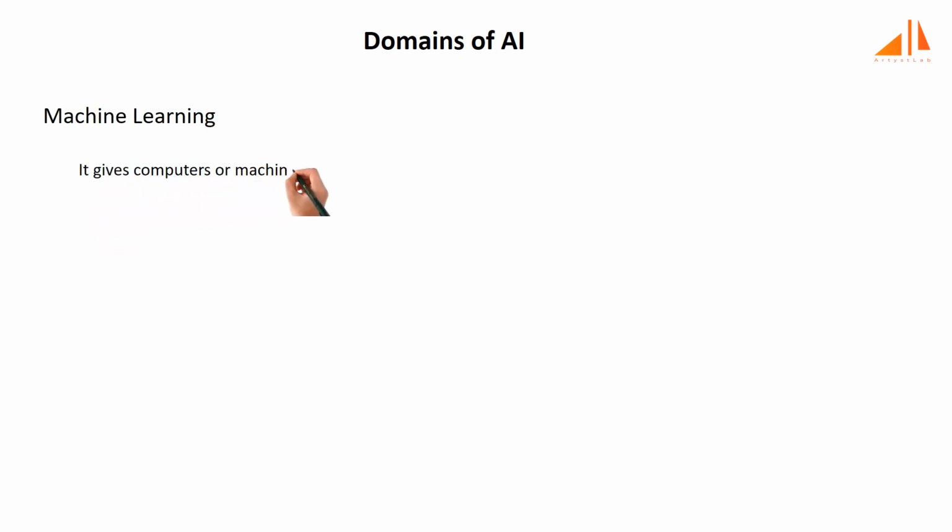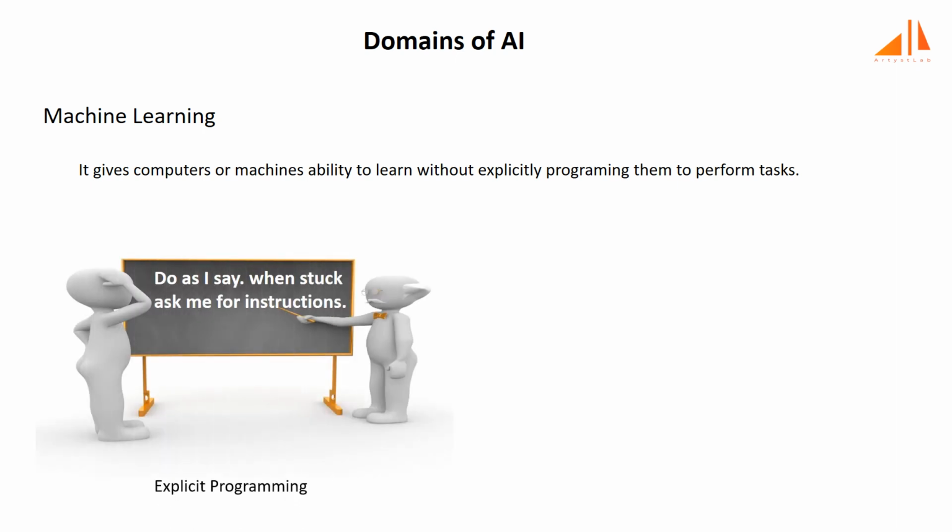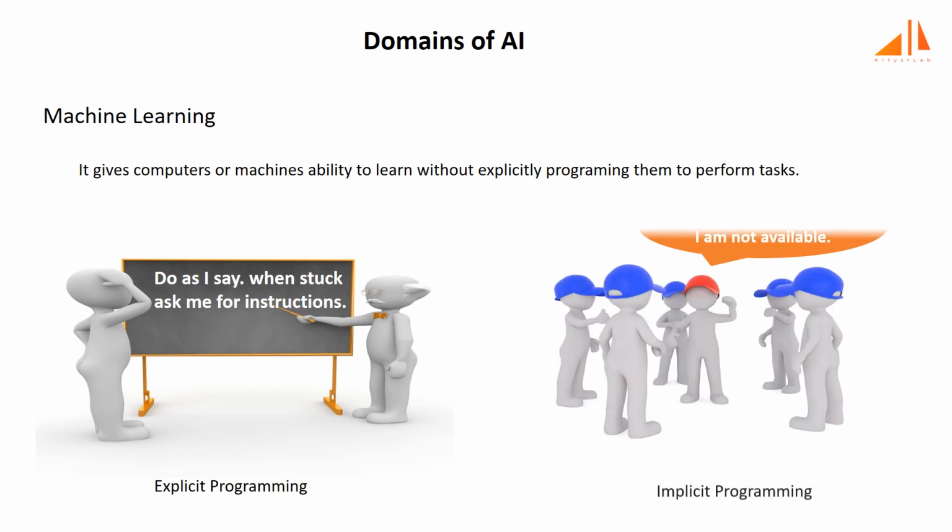It gives computers or machines the ability to learn without explicitly programming them to perform tasks. What do we mean by explicit programming here? Explicit programming is the manual way to consider the required changes by giving the machines explicit instructions. In machine learning, the trained model or algorithm implicitly takes care of new instances or new scenarios.